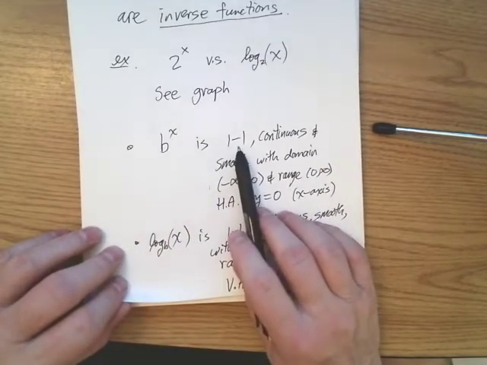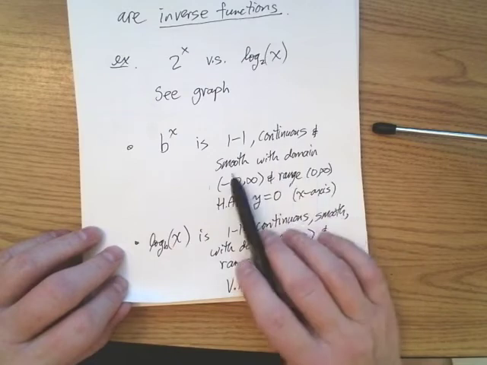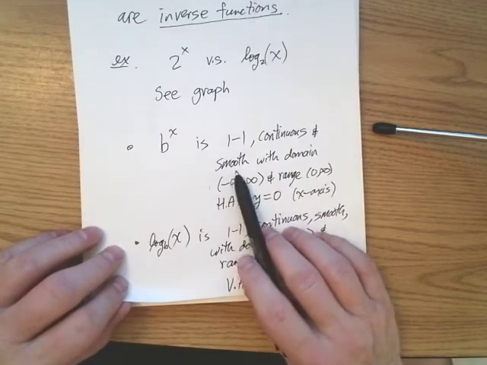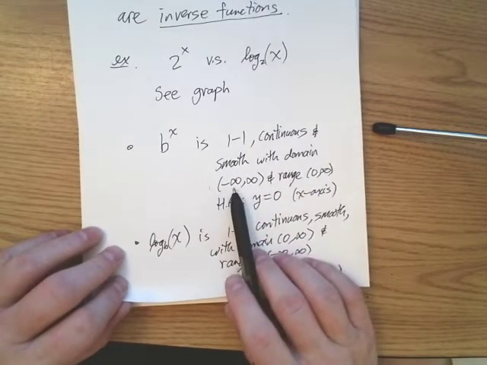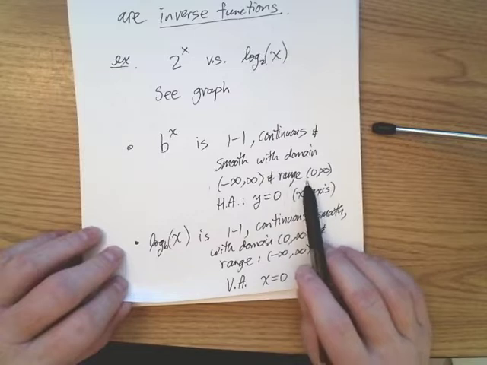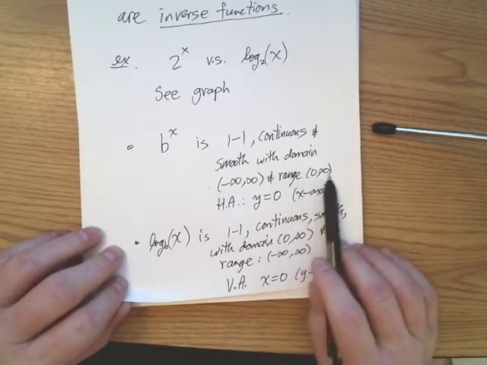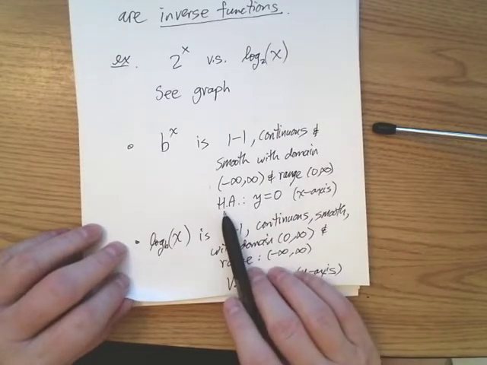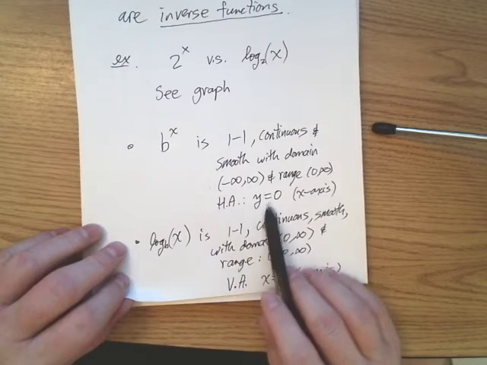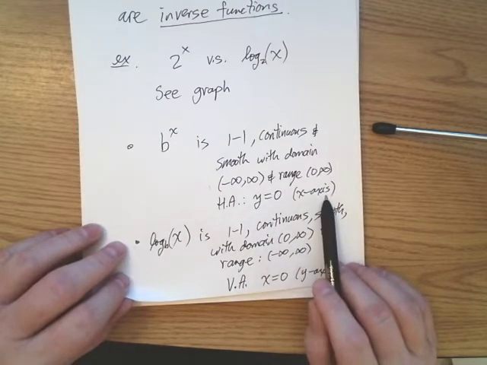It's therefore what? 1 to 1, continuous, and smooth, meaning no corners. What was its domain? All real numbers. And its range were what? All positive real numbers. It also had a horizontal asymptote being y equals 0, that is the x-axis.